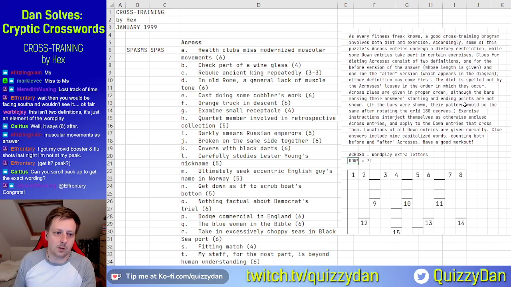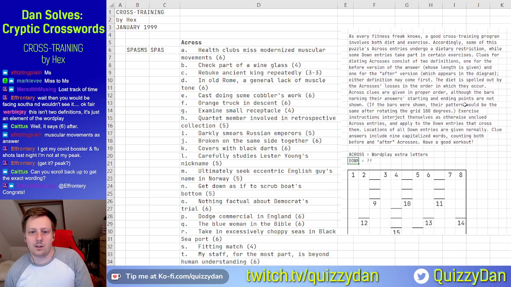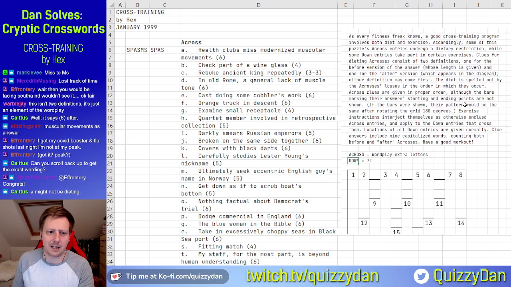Have a look at the exact wording. And hooray! Good work, Hereditary. So it's either spasms or spas. Given that it has to go on a diet and lose letters, surely spas is the answer. But modernised is part of the word play.